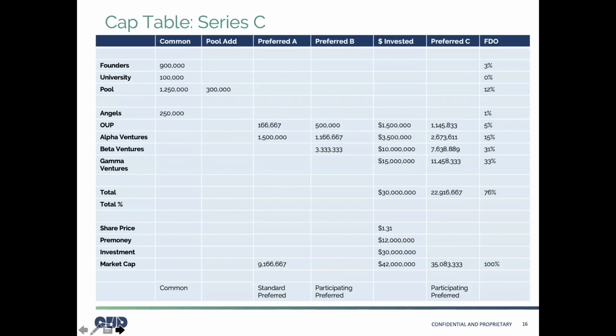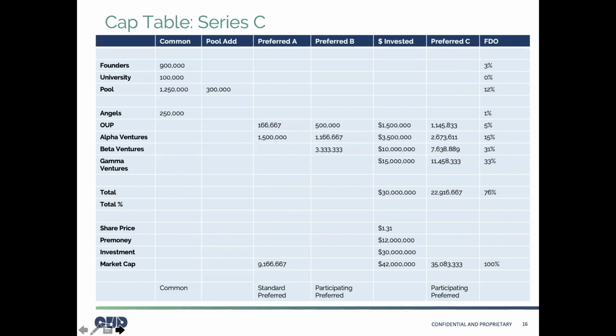Now we look at 30 million invested in Series C at a down round price, at $1.31 versus $6 in the B. We left some of the prior round share price numbers off just to avoid confusion. So OUP invests $1.5 million, Alpha invests 3.5, Beta 10, Gamma 15 for a total of 30. And you can see the number of shares we each purchase, and then fully diluted ownership, including the A and the B positions, and for the angels, founders, and university, and the pool of the common.